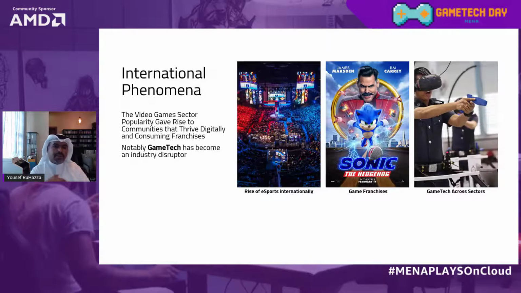Esports is huge and seeing a huge rise, estimated to reach about 4 billion in 2023. Game franchises are being turned into good movies, and for those of you who are video game fans and movie fans, it's a huge difference from the old Super Mario movie that was abysmal at that time. And GameTech is now starting to cross sectors. It's no longer just about entertainment, it's also about being more productive in certain areas and helping that department.